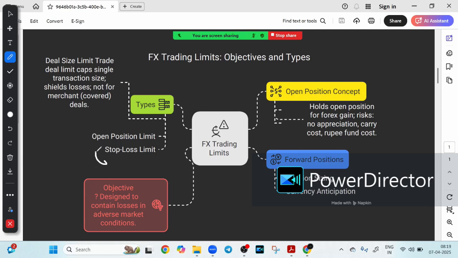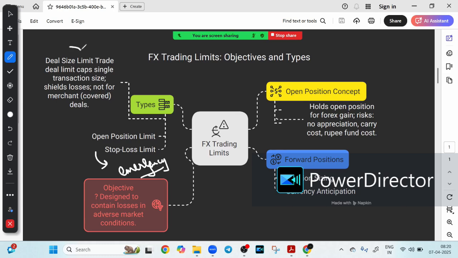Furthermore, we have the stop loss limit, which is like an emergency brake. We will talk in detail about this. If the loss reaches a predefined point, the position is exited automatically to cap further loss.